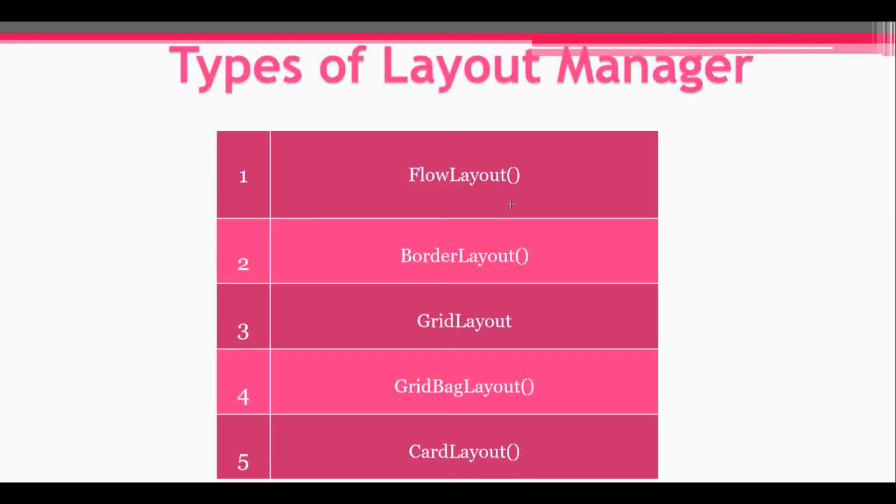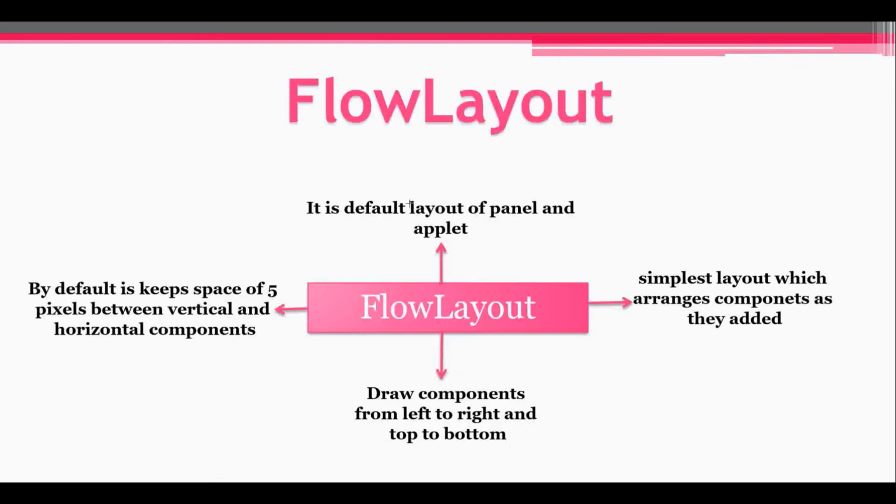Now let's see the types of layout manager. So here are 5 types of layout classes, which are flow layout, border layout, grid layout, gridbag layout and card layout. We will see each type one by one in detail. Now let's see the first class, which is flow layout. It is the default layout of panel and applet. It is the simplest layout, which arranges components as they are read. It draws components from left to right and from top to bottom. By default, there is a space of 5 pixels between vertical and horizontal components.